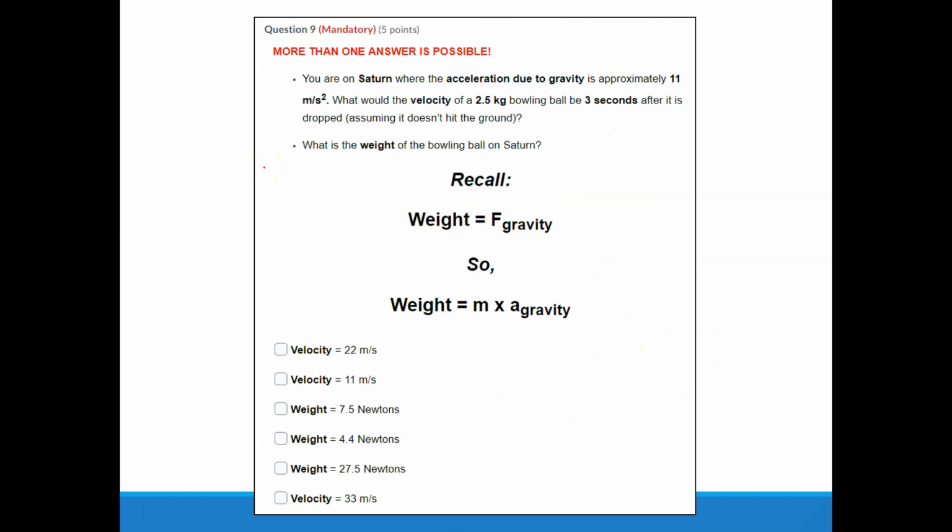Okay, question number 9, we're talking about the weight of an object as well as how quickly objects accelerate. It says you're on Saturn where the acceleration due to gravity is approximately 11 meters per second squared. We want to know what's the velocity of a 2.5 kilogram bowling ball 3 seconds after it gets dropped, assuming it's in free fall and not hitting the ground. And then what will the weight of the bowling ball be on Saturn? These are actually 2 different parts, so we'll focus on the first part and then come back to the second part.